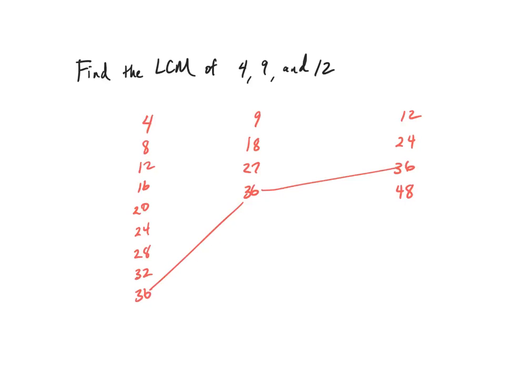It is 36. I want to point out that you can always multiply these three numbers together to find a common multiple of those three numbers, but that common multiple is not necessarily the least common multiple. In this case, 4 times 9 times 12 is 432, which, as evidenced by my skip counting here, is definitely not the least common multiple of the three numbers.